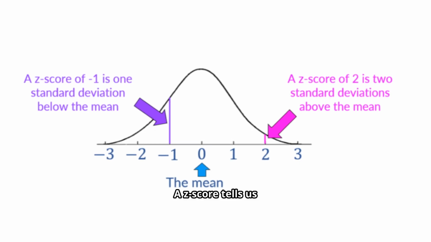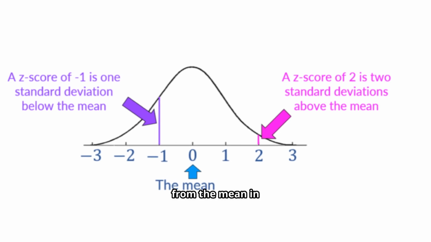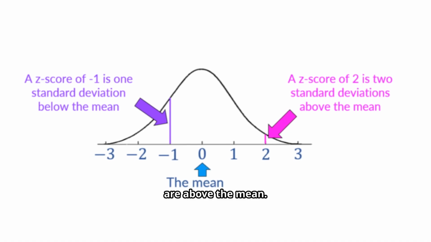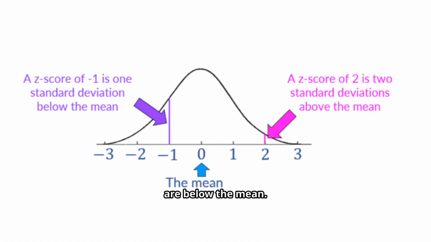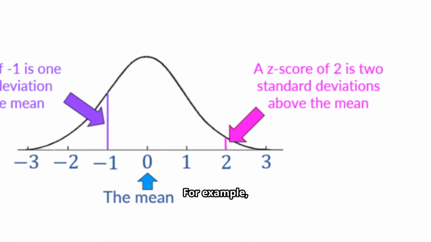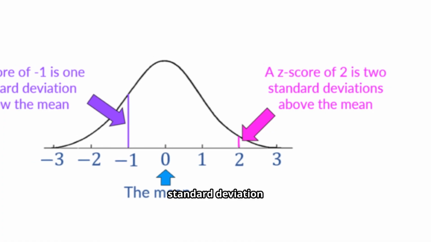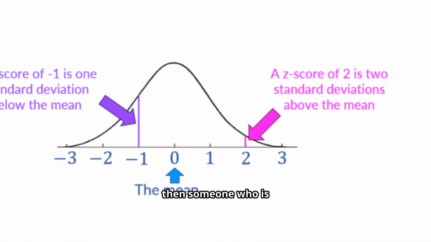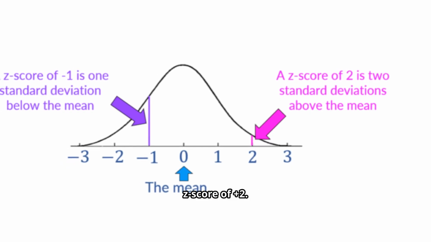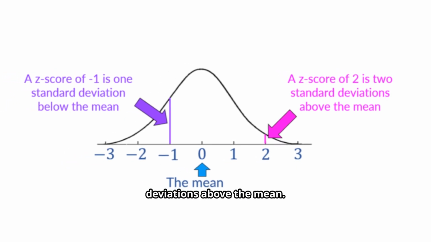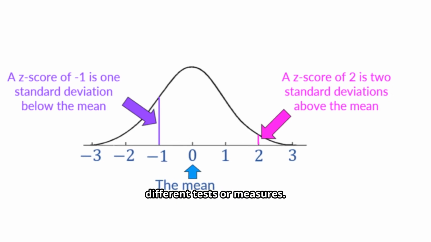A z-score tells us how far a score is from the mean in terms of standard deviations. Positive z-scores are above the mean. Negative z-scores are below the mean. For example, if the average height in a group is 65 inches with a standard deviation of 3, then someone who is 71 inches tall has a z-score of +2. That means they are 2 standard deviations above the mean. Z-scores allow us to compare across different tests or measures.